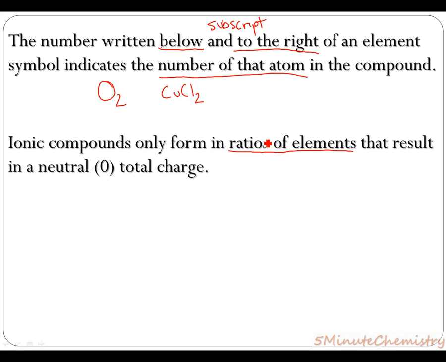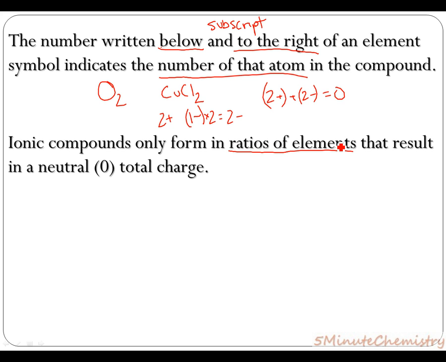So when I compare their charges, copper has a 2+ charge. Chlorine has a 1- charge. However, there are 2 chlorines, so we take that 1- charge and multiply it by 2 to give you a 2-. Since we see here that we have our copper with a 2+ and our chlorine with a 2-, combine those, 2+ and 2- add up to a 0 overall charge. So that tells us this is balanced.